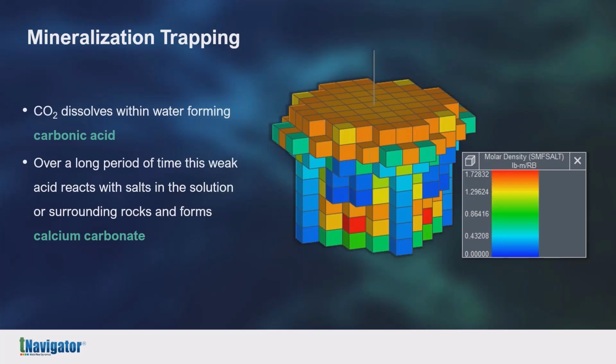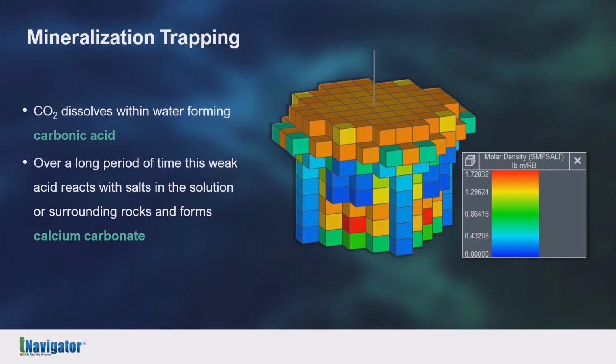The next trapping mechanism is mineralization trapping, where CO2 dissolves within the water and forms carbonic acid as a first step. However, a slower process that happens over longer periods is actually the carbonic acid reacting with salts in the solution or more likely in the surrounding rocks to form calcium carbonate, which then precipitates out of solution and can have effects on permeability as well as total porosity left for fluids migration.